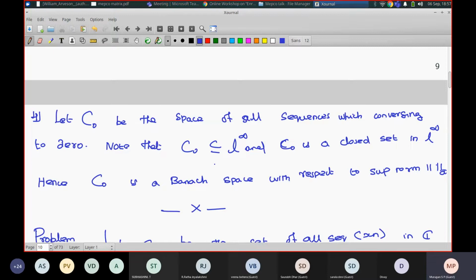Closed set, you can see, because you take a sequence in c_0 which converges to some element. You can easily show that x is also a sequence which converges to 0. That is clear, that is easy. You can also see some standard books. I will use this: c_0 is a Banach space with respect to the sup norm.